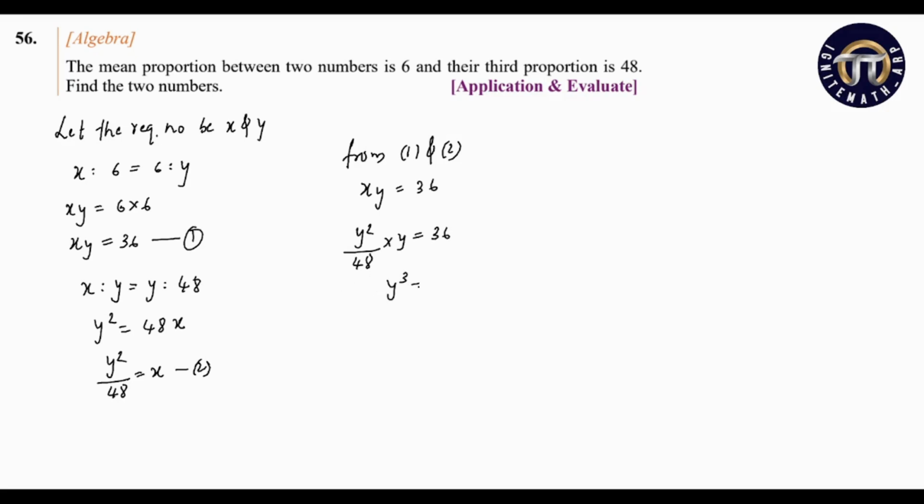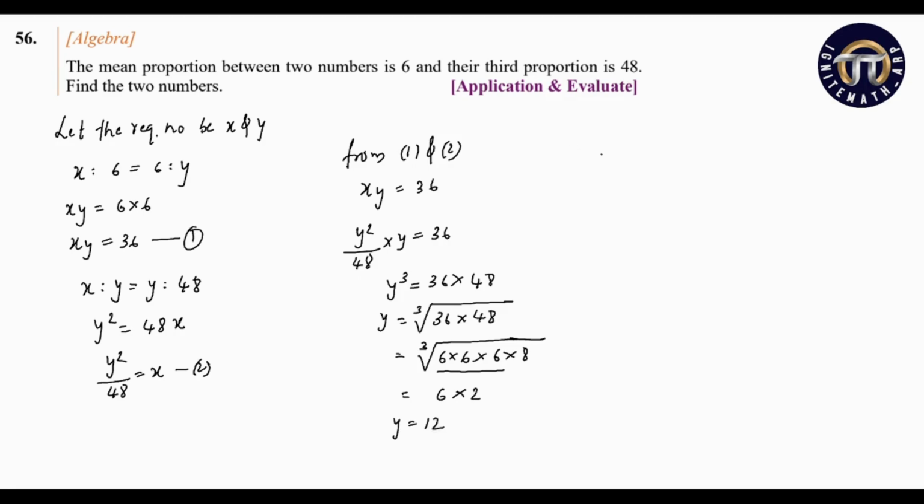So I get y cube is equal to 36 into 48. So y is equal to cube root of 36 into 48. That is nothing but cube root of 36, which can be written as 6 into 6, and 48 can be written as 6 into 8. Since it is a cube root, I can group these three sixes as one group, and 8 is a perfect cube whose cube root is 2.